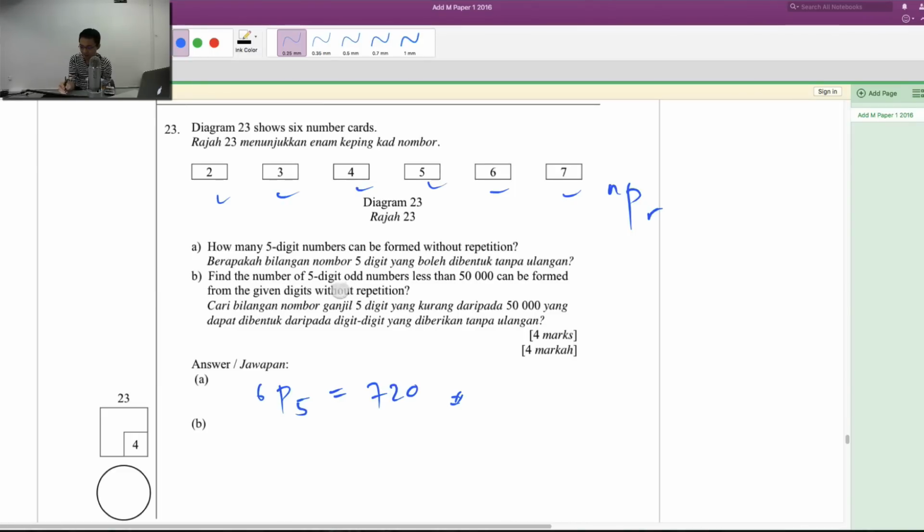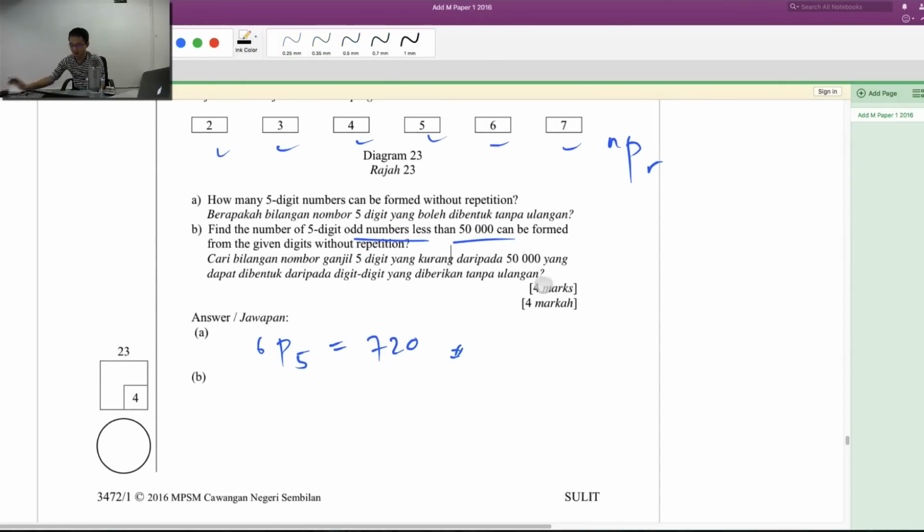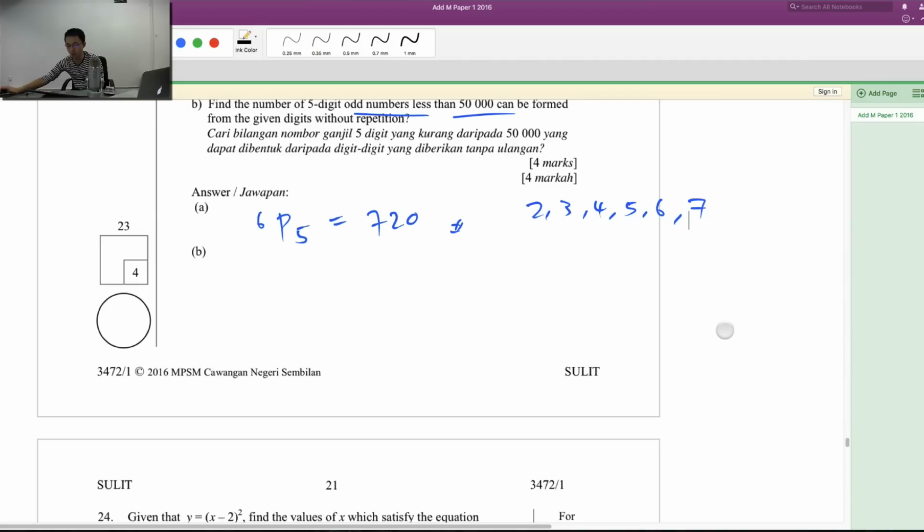B, 5 digit odd number less than 50,000. Okay, this is the real difficult one. So let me write down the numbers. I have 2, 3, 4, 5, 6, 7. Okay, they want two conditions. First, it must be odd number. Second, it must be less than 50,000.